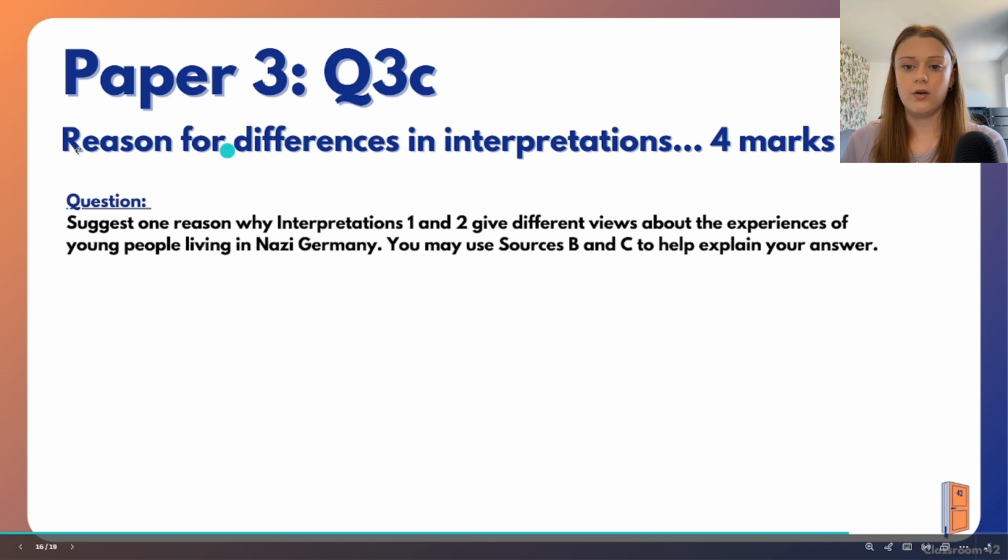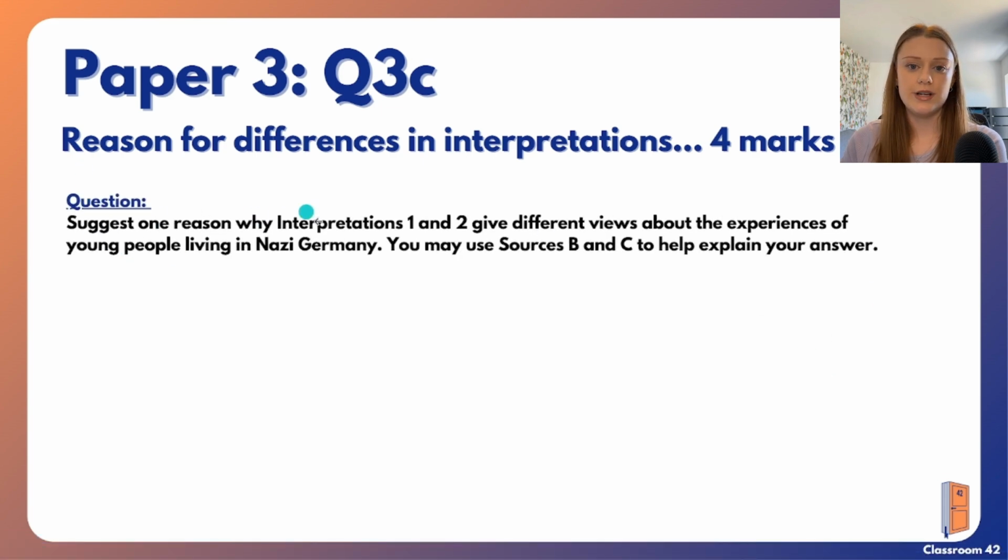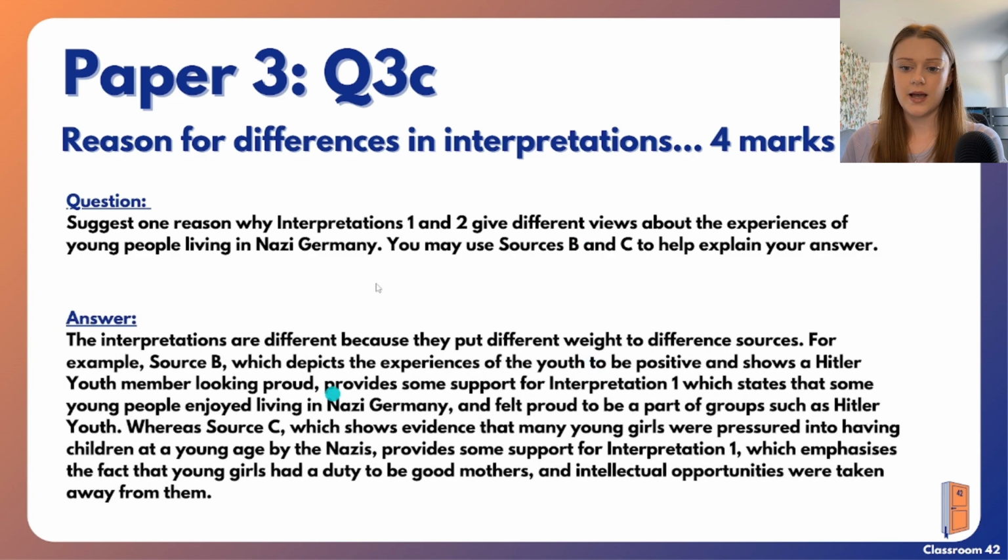So let's take a look at our question. Here we have: suggest 1 reason why interpretations 1 and 2 give different views about the experiences of young people living in Nazi Germany. You may use sources B and C to help explain your answer. And here is our example answer.